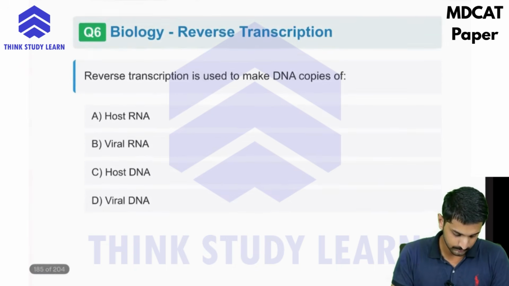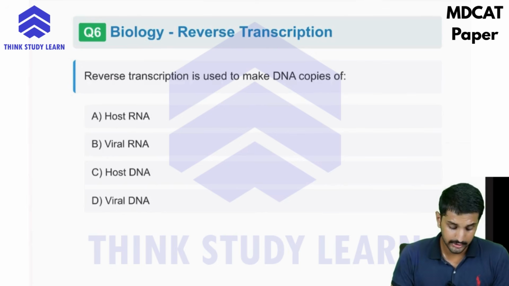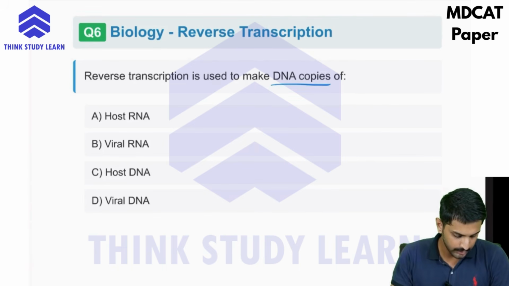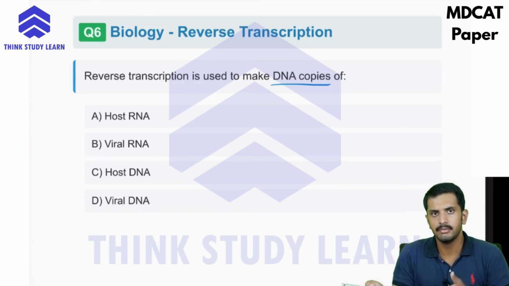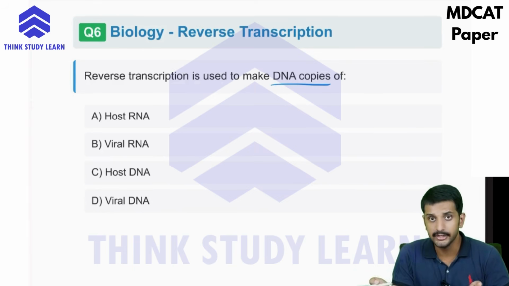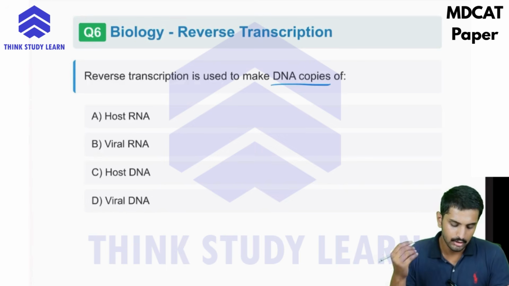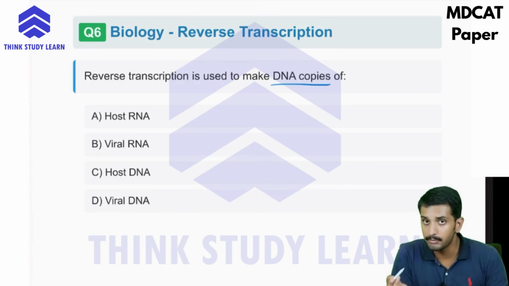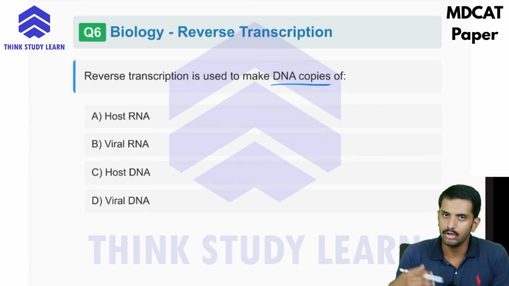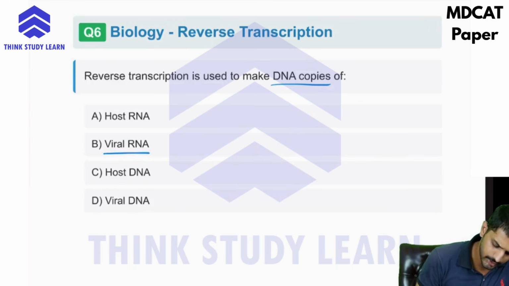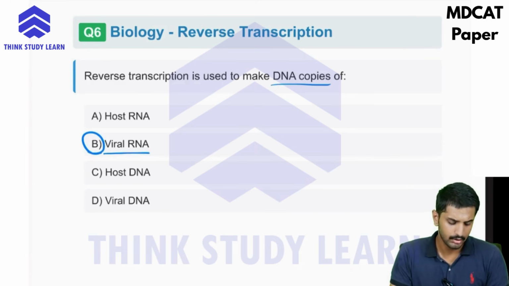Question number 6, reverse transcription. So reverse transcription is used to make DNA copies of A. host RNA, B. viral RNA, C. host DNA, and D. viral DNA. So basically, reverse transcription is done by an enzyme called reverse transcriptase, and what it does is it makes DNA copies of RNA. So it's basically done by viral RNA of viruses. So it has to be B, viral RNA. Moving on to the next question.